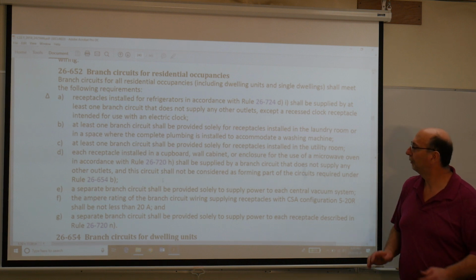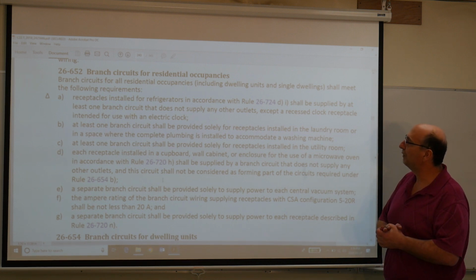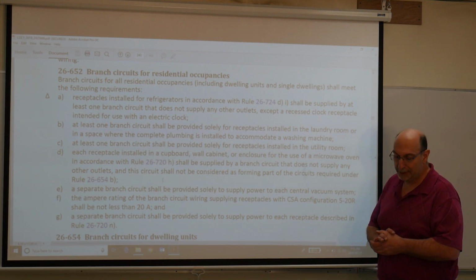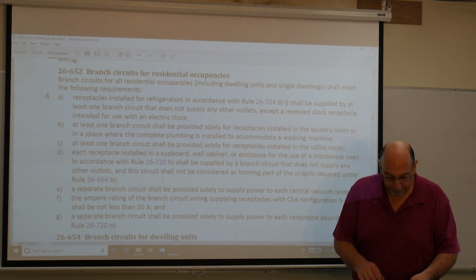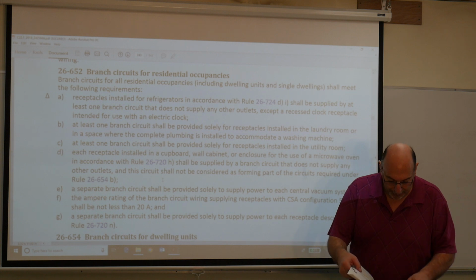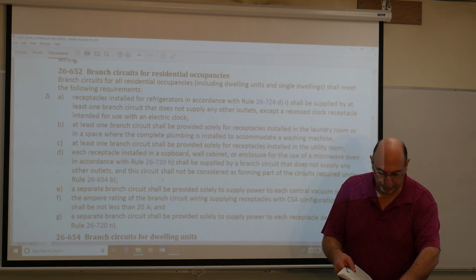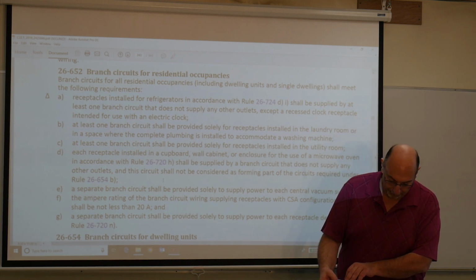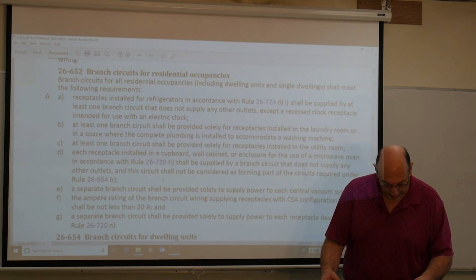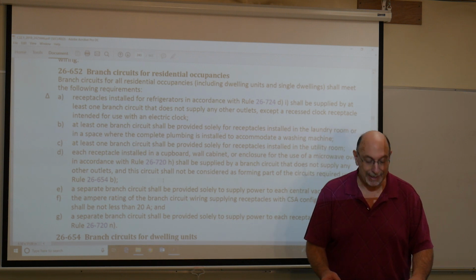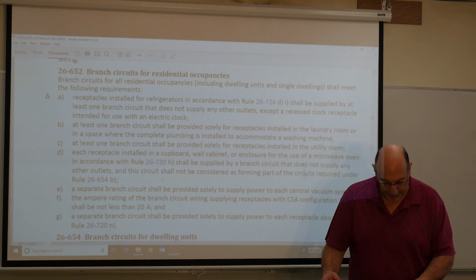Next, 26652, branch circuits for residential occupancies. Now, let's go take a look, if we have a moment, back in section 0. Let's see if there's a definition for residential occupancy. Yes, there is, on page 76, and this is very important to understand.